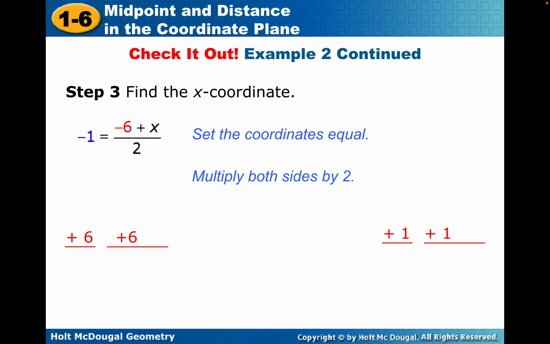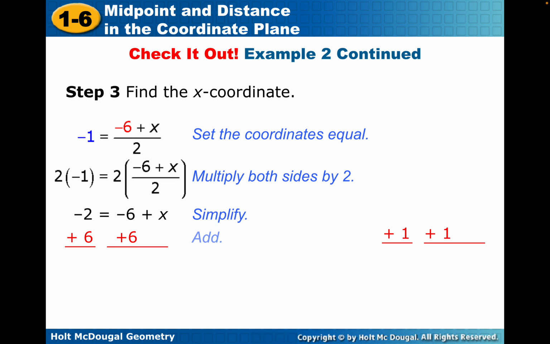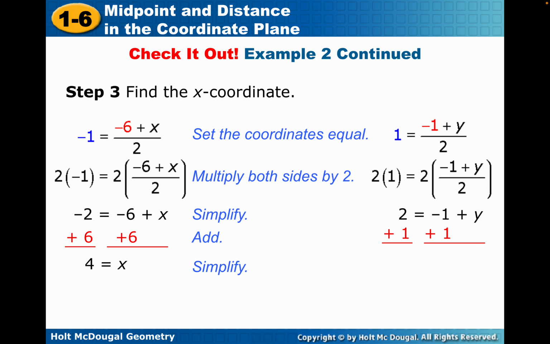Okay. This is how you should have done the x. All right, so what do we get the value for x? What do we get? 4. Okay. What about y? What do we get? Perfect. Okay.